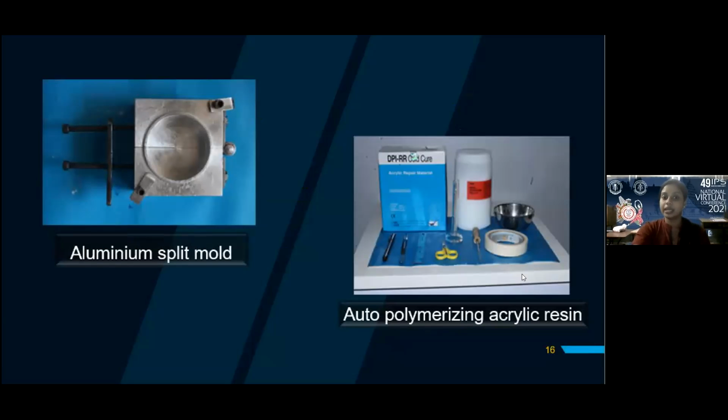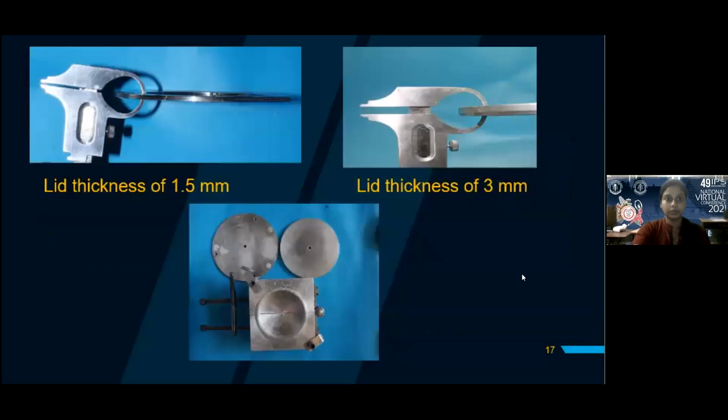And on the right side, we can see the material, that is the autopolymerizing acrylic resin, which was used for making the molds for the study. From this picture, we can see that the split mold has 2 lids, which were made in aluminum with 1.5 mm and 3 mm lid thickness, so that the implants could be held exposing the threads at 1.5 mm and 3 mm, relating to the simulated bone loss of 1.5 mm and 3 mm. The lid has a bore at the center, 4 mm in diameter, which was used for centering of the implants.